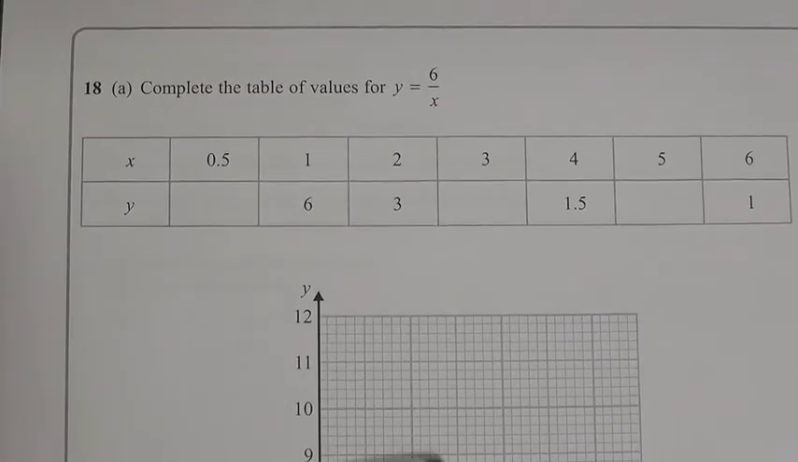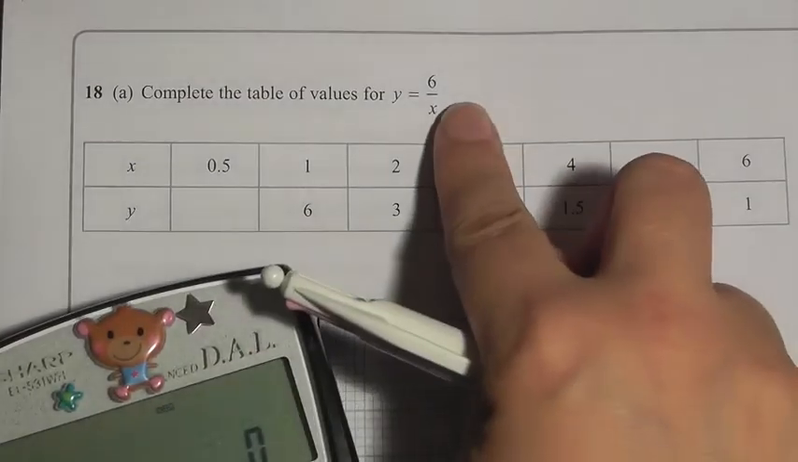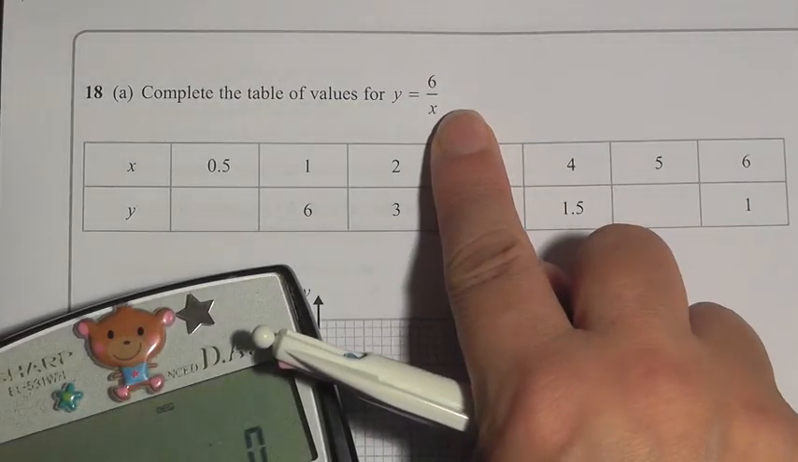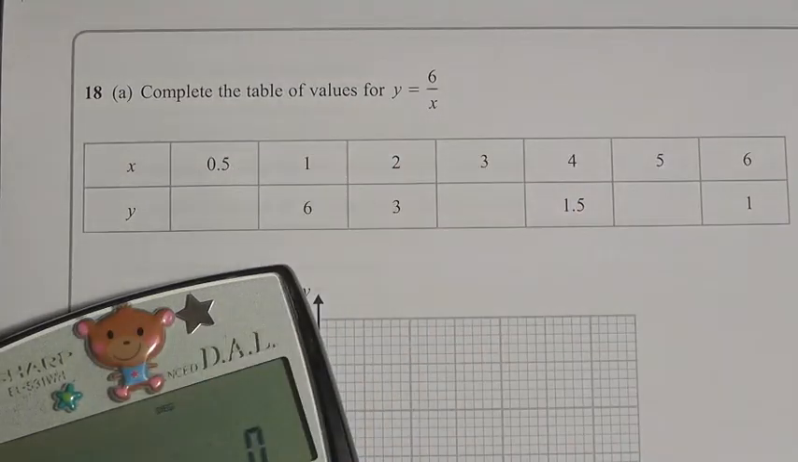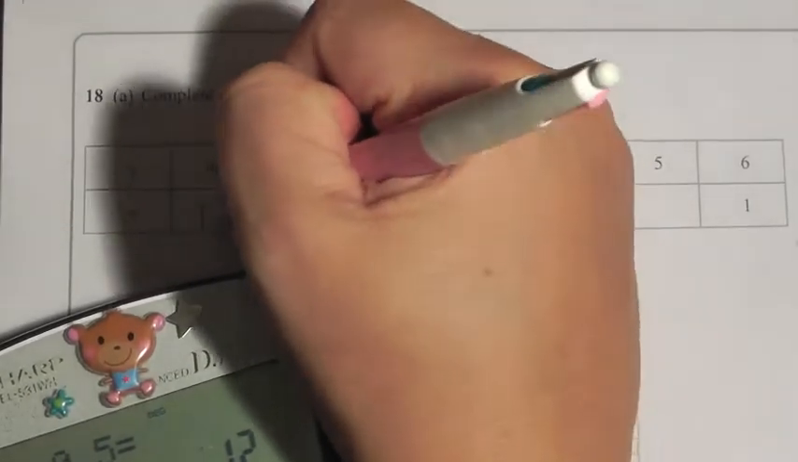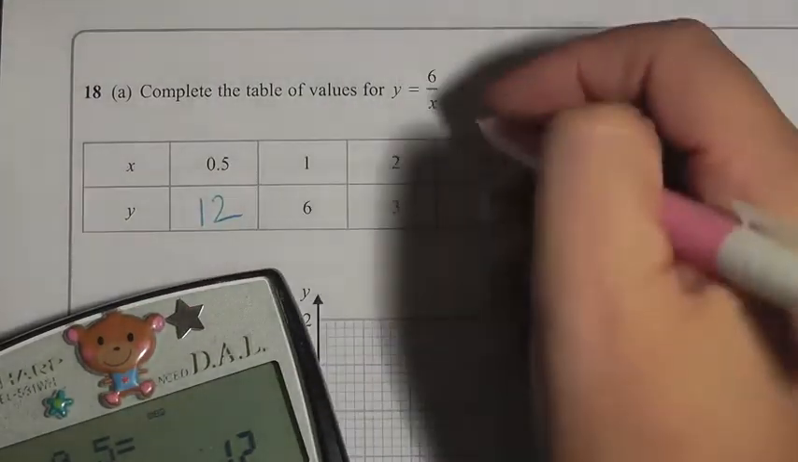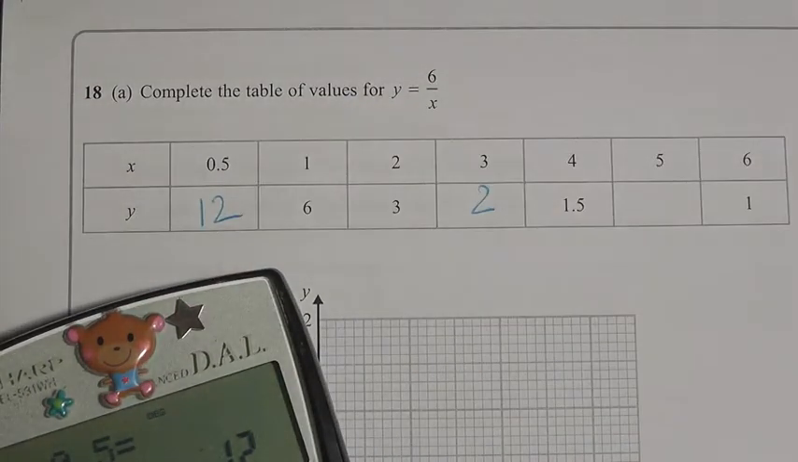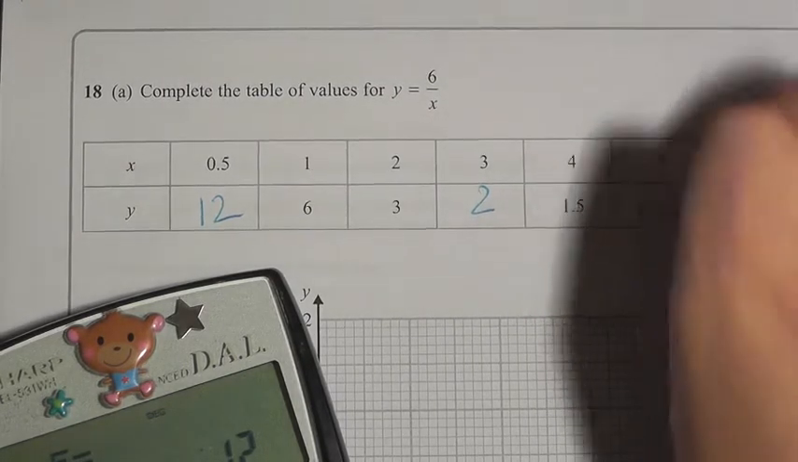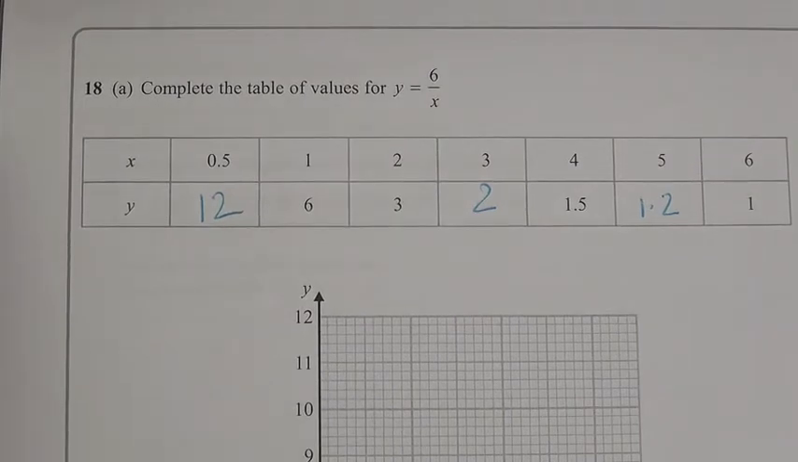For question 18 we need to complete the table, and the graph is just 6 divided by x. Here are our x values, so I'm going to start with 6 divided by 0.5, which is 12, then 6 divided by 3, which is 2, and 6 divided by 5, which is 1.2. There's 2 marks for having all of those answers correct, and 1 mark for having 1 or 2 of them correct.